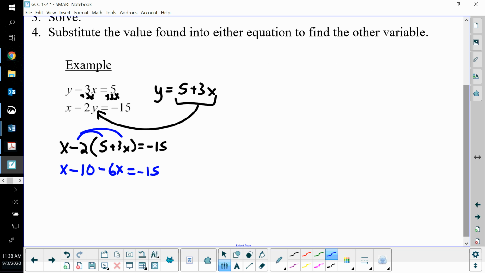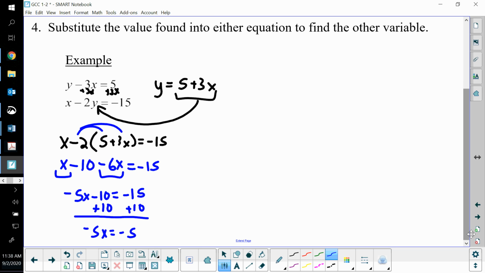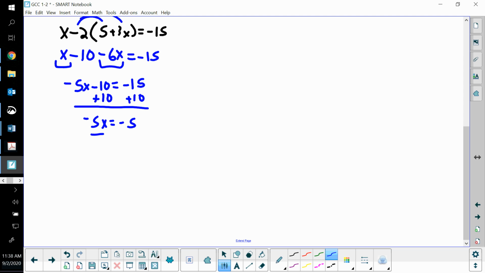On the left, we'll combine like terms. We've got a positive 1x and a negative 6x, which would give us negative 5x minus 10. And that's equal to negative 15. We'll add that 10 over. And that'll give us negative 5x equals negative 5. And we're one step away. We can divide by negative 5 to give us x is equal to 1.